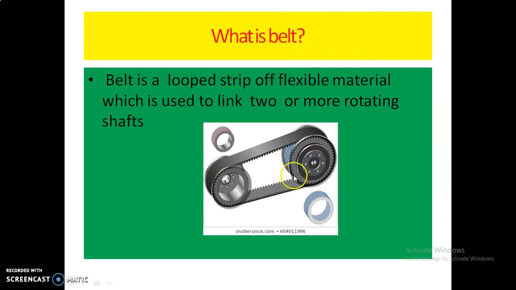If you observe this diagram, here we have two shafts. This is one shaft and this is another shaft. These two are the rotating shafts, and they are connected by the belt. This is a looped strip, meaning a closed belt, of flexible material. This belt is used to link two or more rotating shafts. So this is about what a belt is.